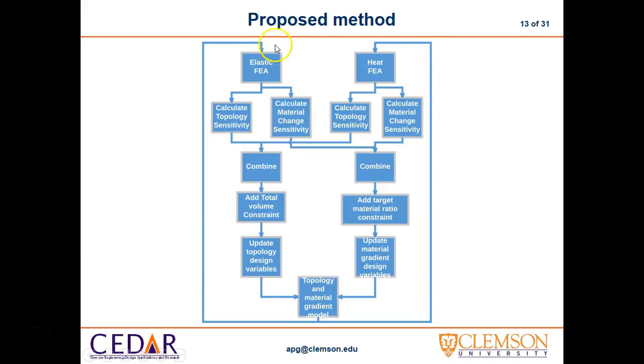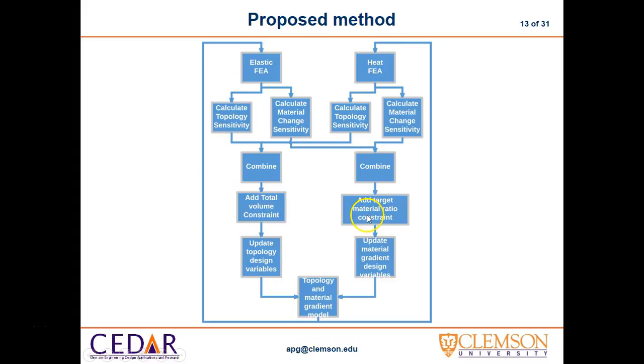So it'll go something kind of like this. We have an elastic FEA, also a steady state heat transfer FEA. We calculate the topological sensitivity for both and also the material change sensitivity, and then combine them together for both types of optimization. And this combining is where we have to do the normalization in order to make the units unitless so that they can actually be combined in a meaningful way.